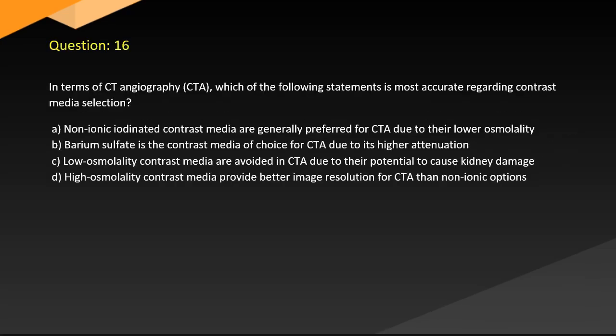Question 16. In terms of CT angiography, CTA, which of the following statements is most accurate regarding contrast media selection? A. Non-ionic iodinated contrast media are generally preferred for CTA due to their lower osmolality. B. Barium sulfate is the contrast media of choice for CTA due to its high attenuation. C. Low osmolality contrast media are avoided in CTA due to their potential to cause kidney damage. D. High osmolality contrast media provide better image resolution for CTA than non-ionic options.